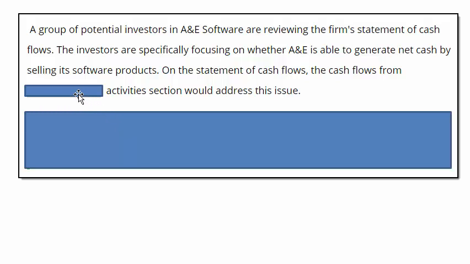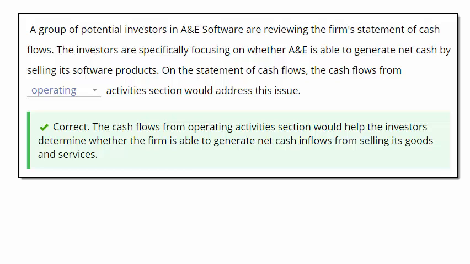So let me slide this away. And we see that the cash flows from the operating activities section would address this issue. Now, why is that the case? Because the cash flows from operating activities would help the investors determine whether the firm is able to generate net cash inflows from selling its goods and services.